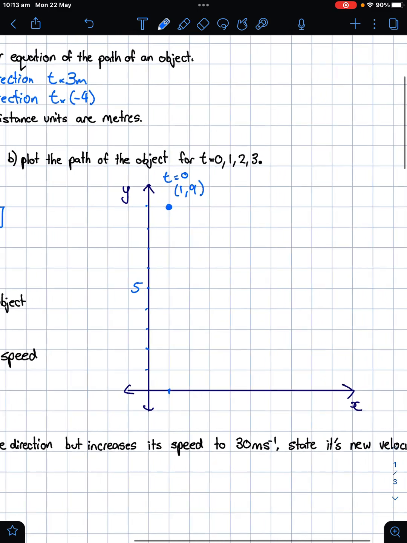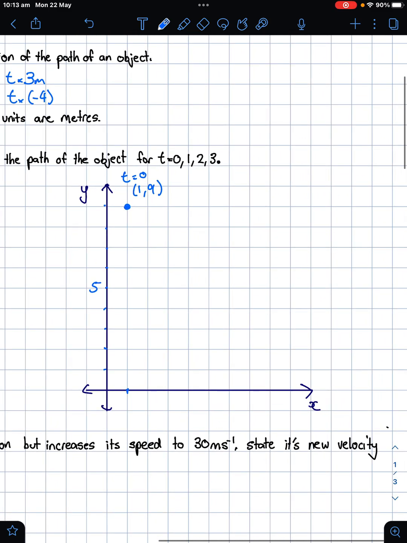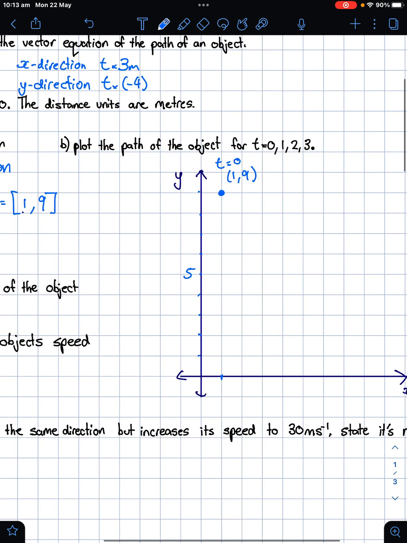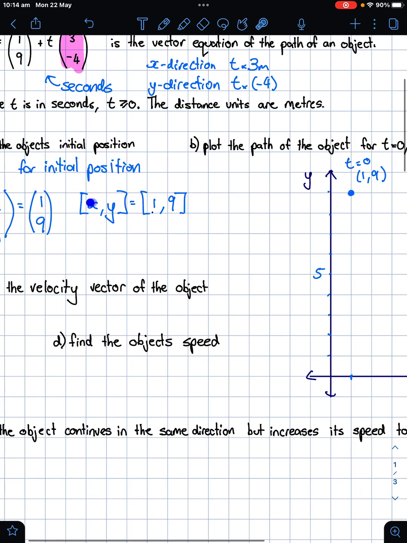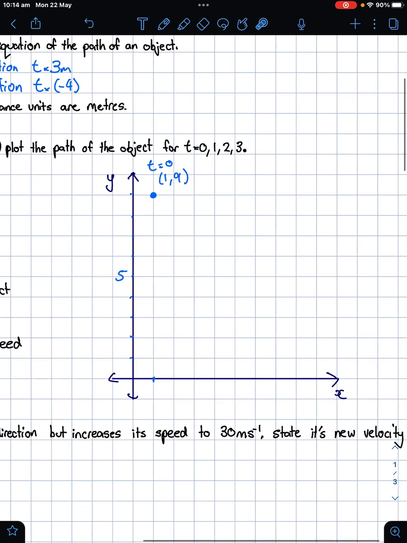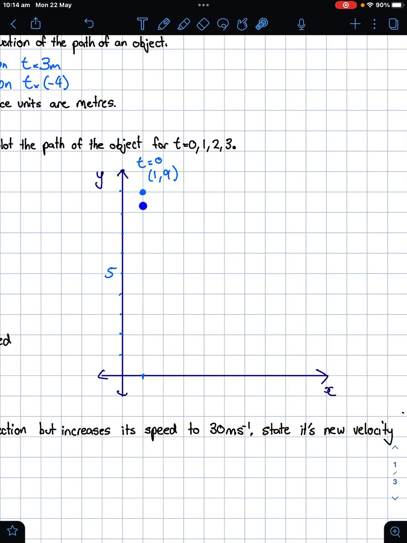Now, it says plot our path for t equals 0, t equals 1, 2, and 3. It's up to us how we do this. Realistically, we could just put this in our graphics calculator and keep calculating, or I could just go down 4 units in my first second, so 4 units down, 3 units across. So 1, 2, 3, 4, and then 1, 2, 3. This will be my next spot here.